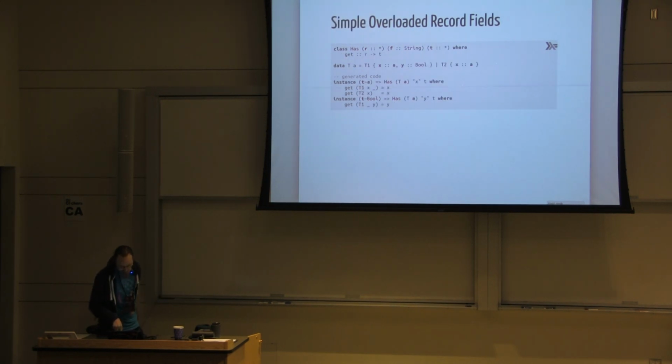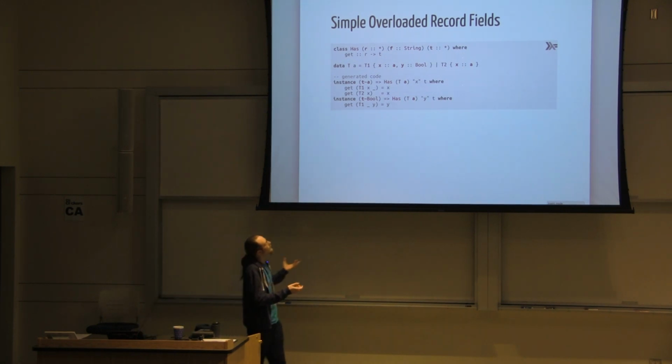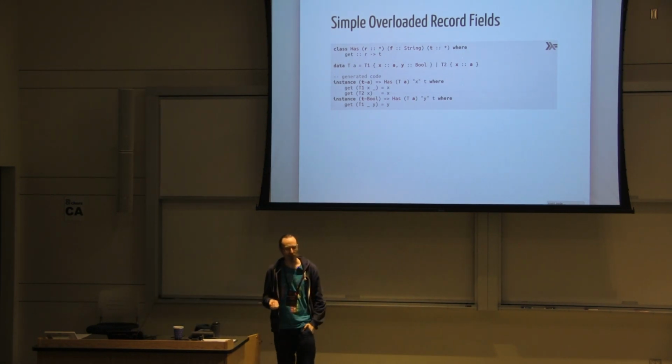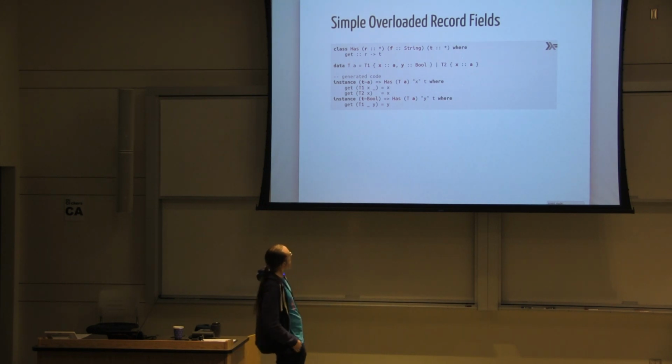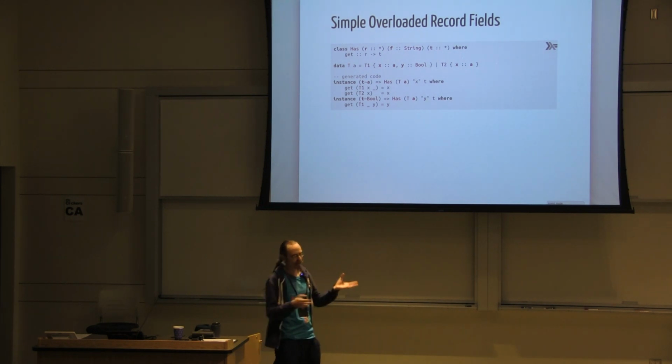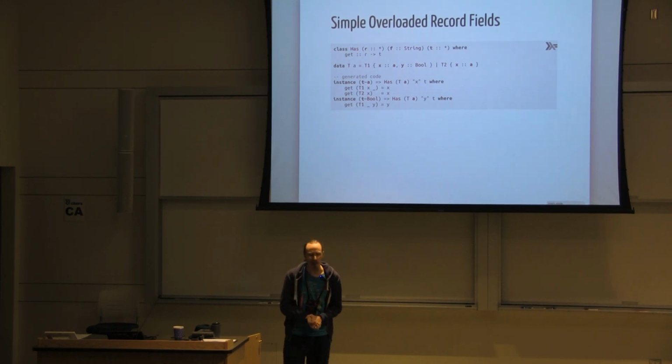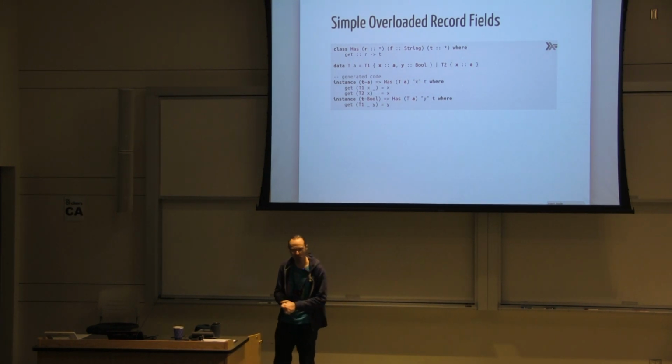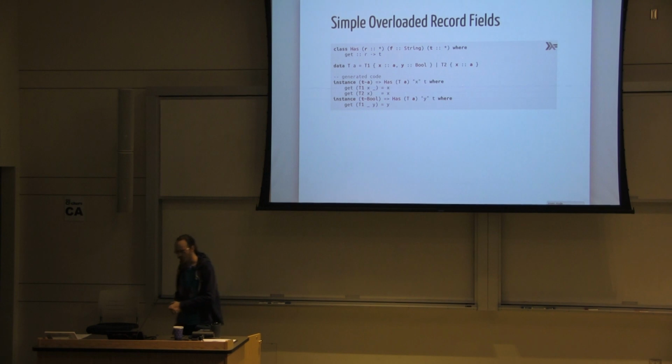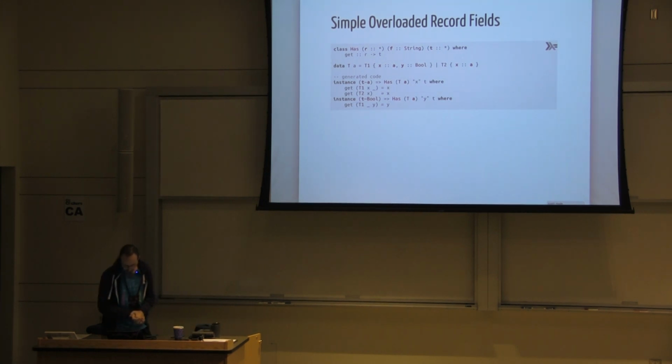There's the idea of the simple overloaded record fields, which uses the type level strings. So it uses type level strings to actually access things, which is more or less what we have nowadays, where you pass in a string and you get a getter or setter back.